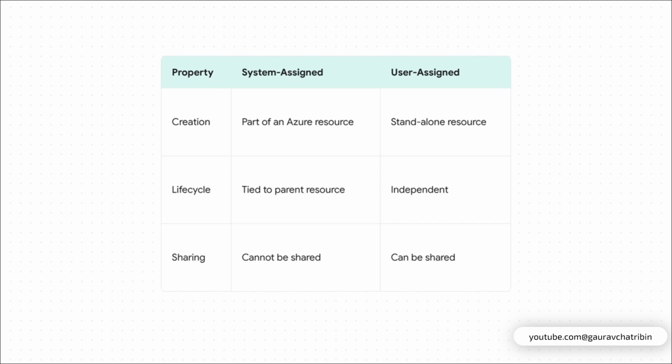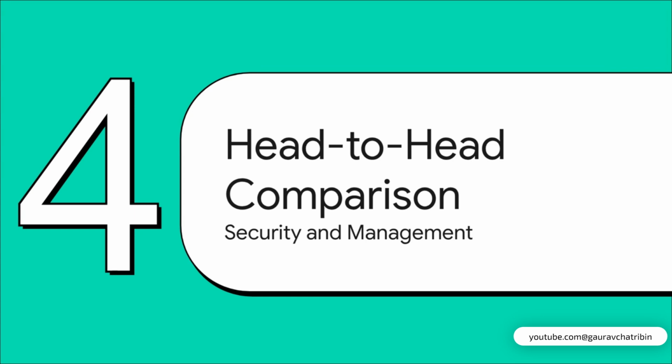Its lifecycle is totally independent, and you can assign it to multiple resources, which is awesome for when, say, a whole group of VMs all need the exact same permissions. Okay, so let's put them side by side. This is where the security picture really becomes crystal clear. Seeing these two approaches together really highlights the huge difference in philosophy and, well, in responsibility.